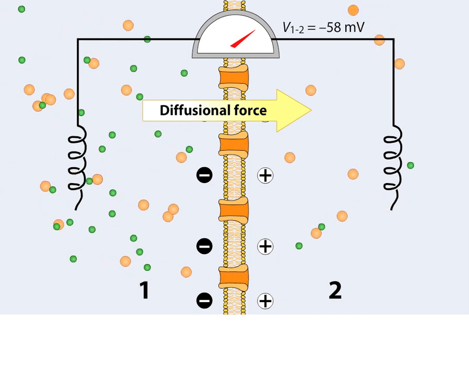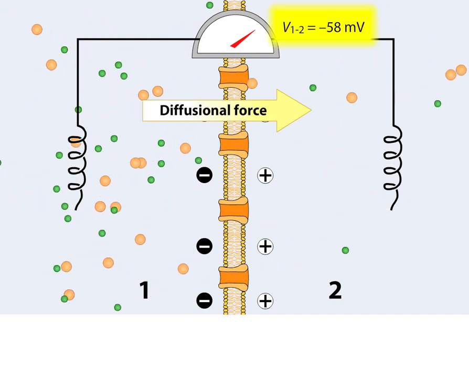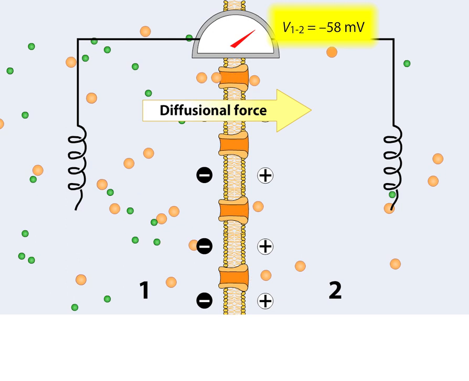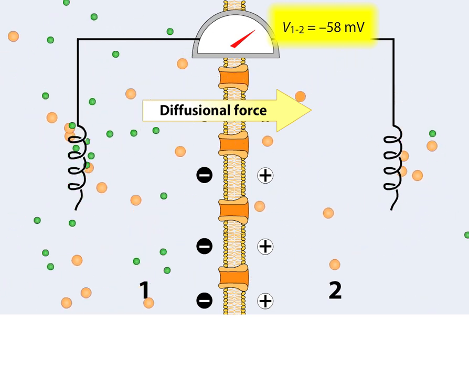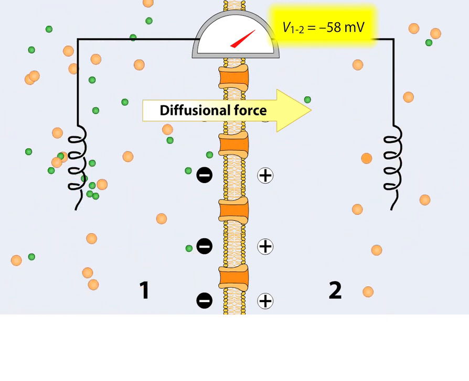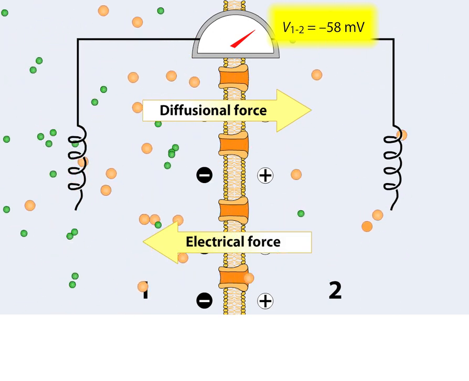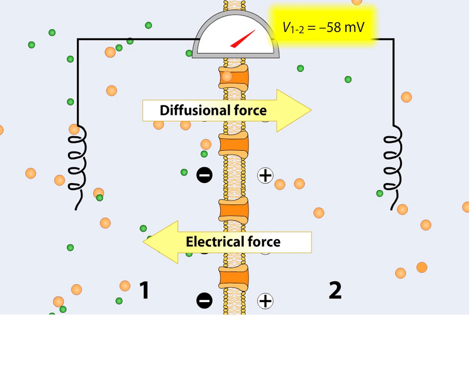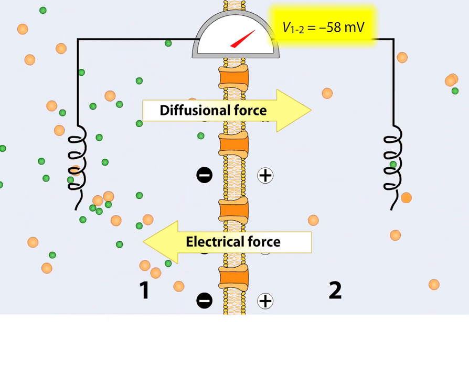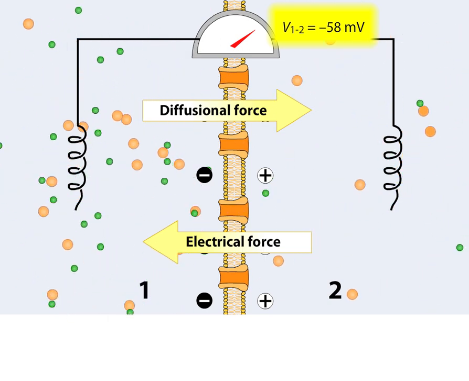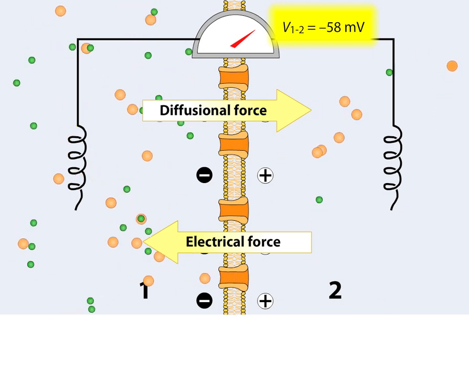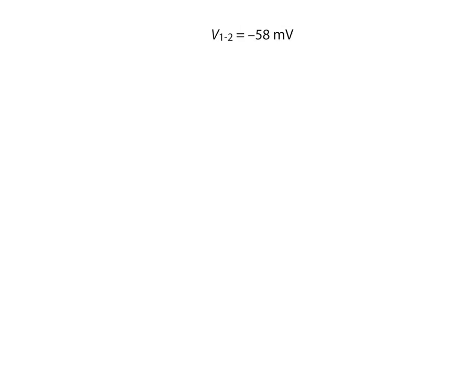Thus, for a given permeant ion, there is a voltage at which a diffusional force, produced by the difference in internal and external concentrations, will be exactly balanced by an electrical force in the opposite direction. At this point, there is no net driving force, and hence no net movement of the ion. The voltage across the cell membrane represents the equilibrium potential, Ex, for the permeant ion.